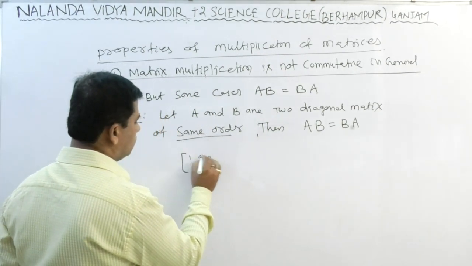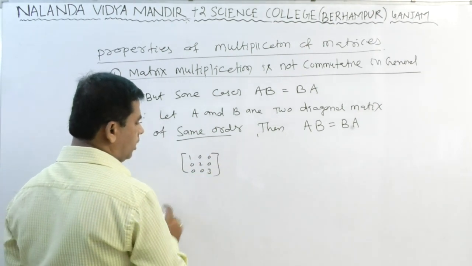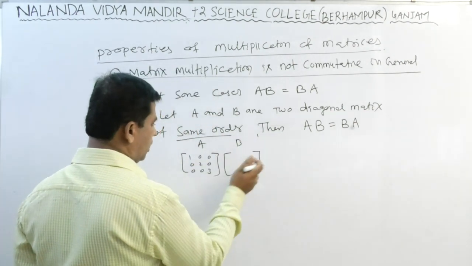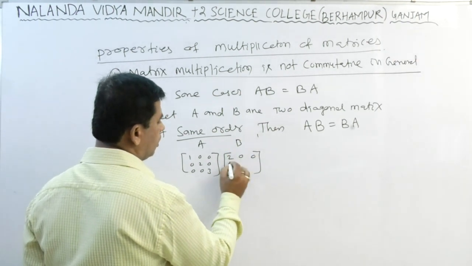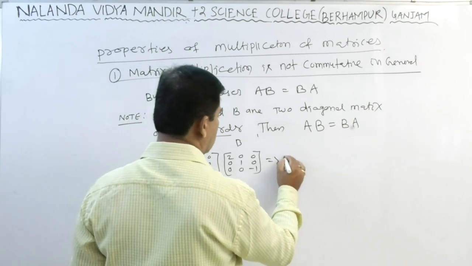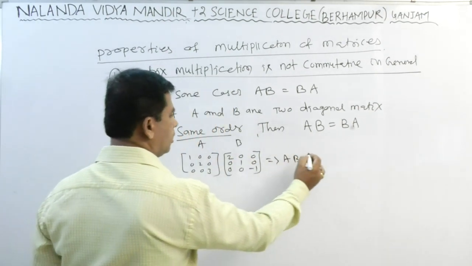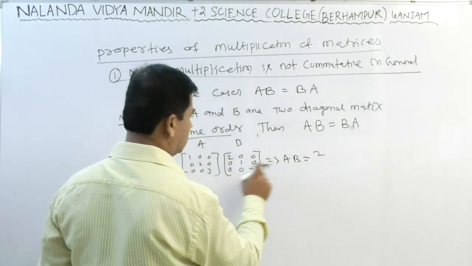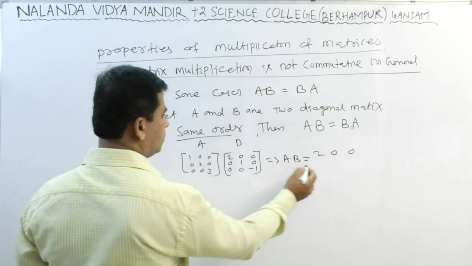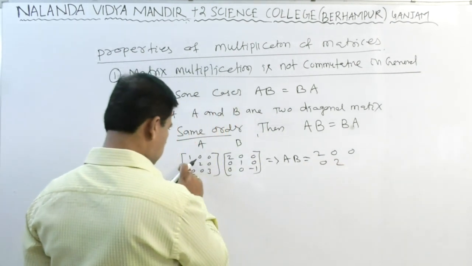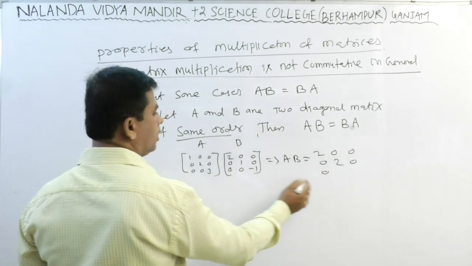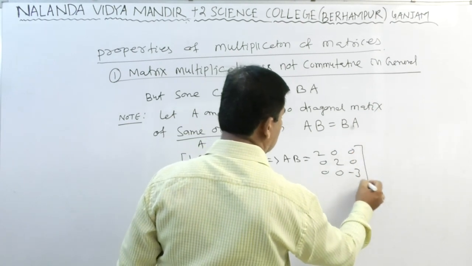For example, 1 0 0, 0 2 0, 0 0 3. This is a diagonal matrix of order 3. And multiply with another diagonal matrix, B, which is 2 0 0, 0 1 0, 0 0 minus 1. Therefore we can multiply A with B. This implies A into B is: first row first column 2 into 1, 2, and 0, 0; first row second column 0, first row third column 0, second row first column 0, second row second column 2, second row third column 0, third row first column 0, third row second column also 0, third row third column minus 3. This is our A into B.